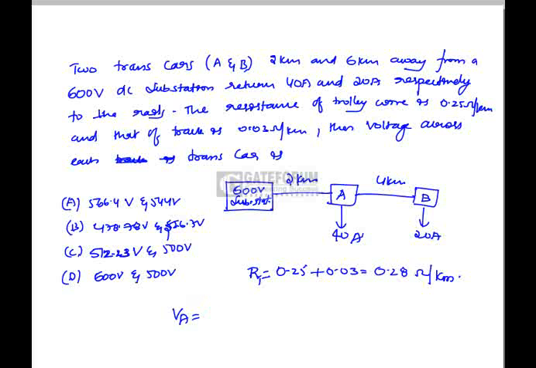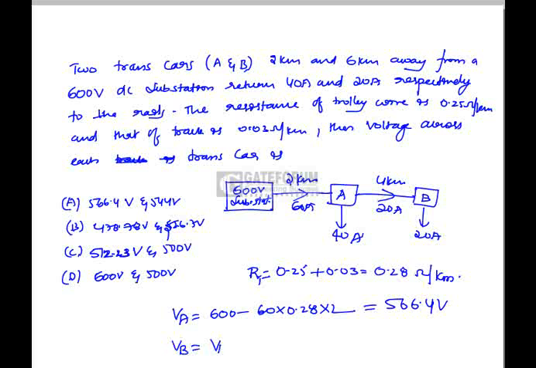The voltage across trans car A is equal to 600 minus the drop in the line up to trans car A. What is the drop we have? If you see, the current flowing in this line is 20 amperes. Now what is the current flowing through this line? 20 plus 40, since the sum of entering currents is equal to the sum of leaving currents, KCL. So this is 60 into 0.28. Since this is ohm per kilometer, we have to multiply it by 2. So this is 566.4 volts.